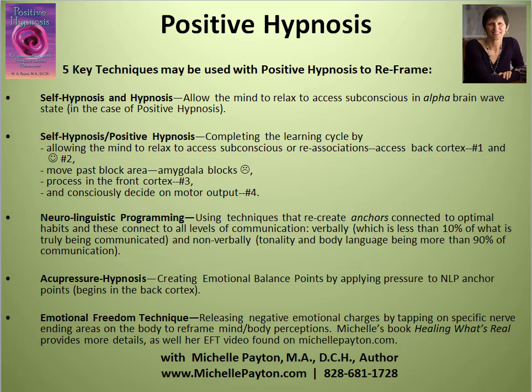Positive hypnosis is about completing the learning cycle by allowing the mind to relax to access the subconscious or reassociations, which are the same thing. You access the back cortex, this areas number 1 and number 2 that I show in the video earlier. You pass the amygdala blocks. You process in the frontal cortex, and then you consciously decide on motor output, action or non-action, your decision.